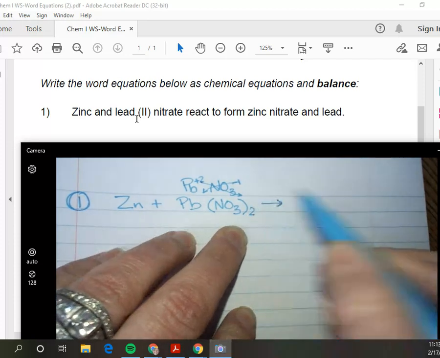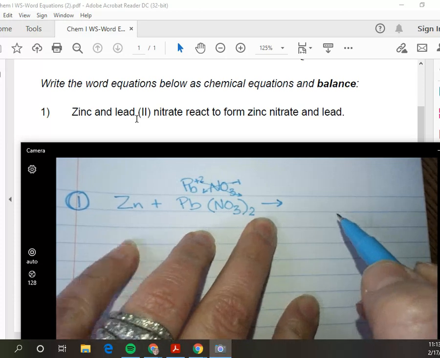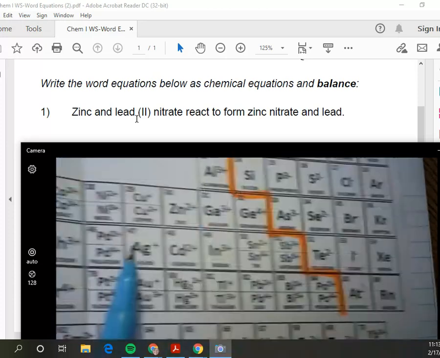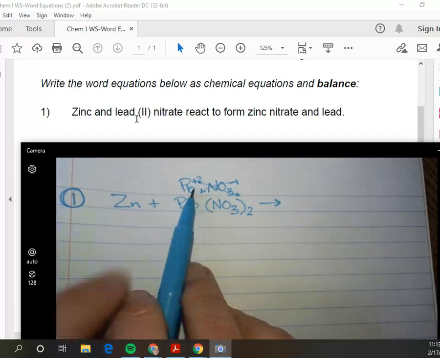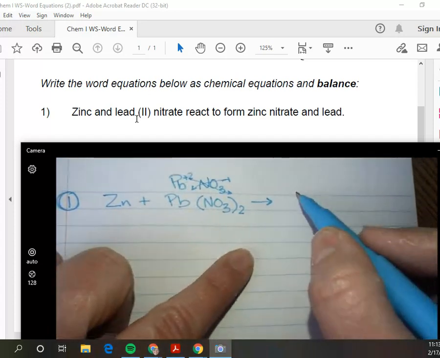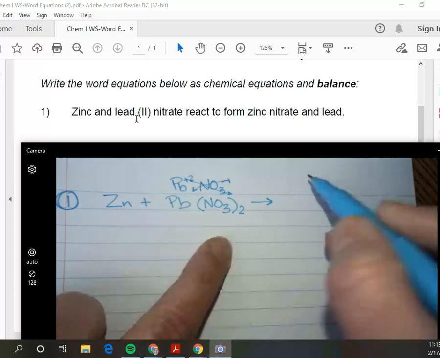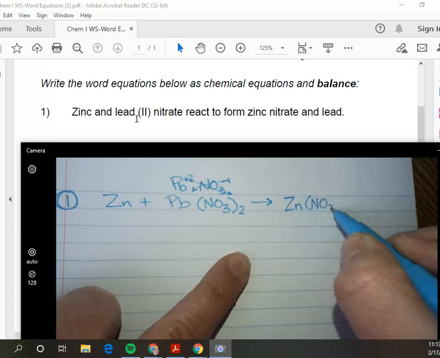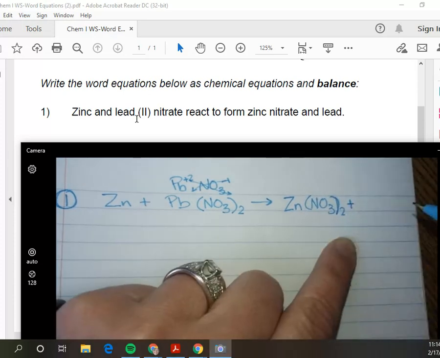And then it reacts to form zinc nitrate and lead. All right, so what ion does zinc form? I can come back to my cheat sheet. It forms a plus 2, so conveniently, it's just like lead. This is a single replacement. I'm going to change the metal for the metal. Zinc nitrate. It's a parentheses, I promise. And lead.